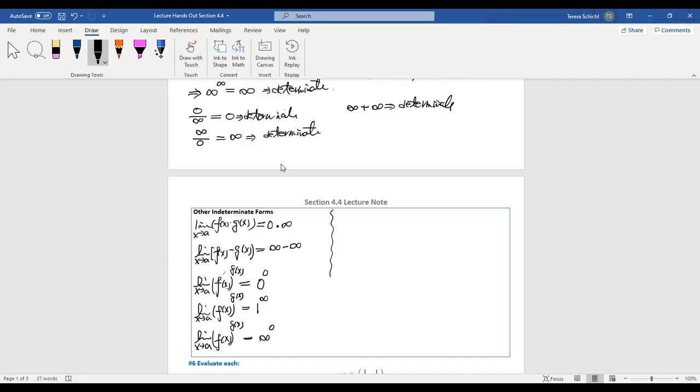In our next video, I'm going to show you how to determine what type of manipulation we need to do in order to change it to a form where we'll be able to use L'Hopital's rule. Okay, let's stop here and we'll continue in our second video.